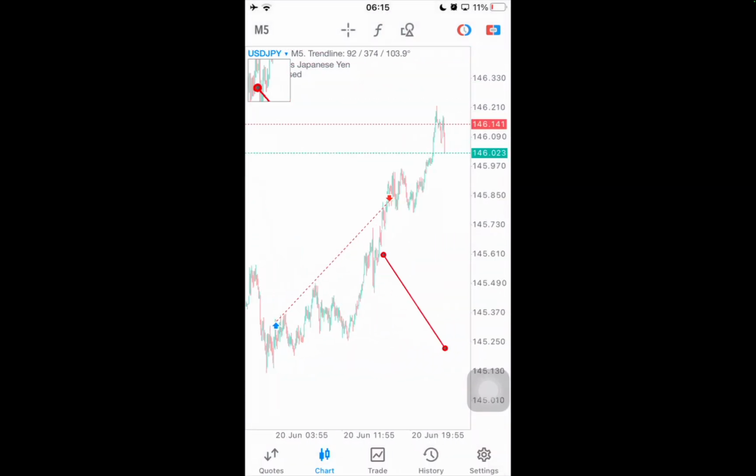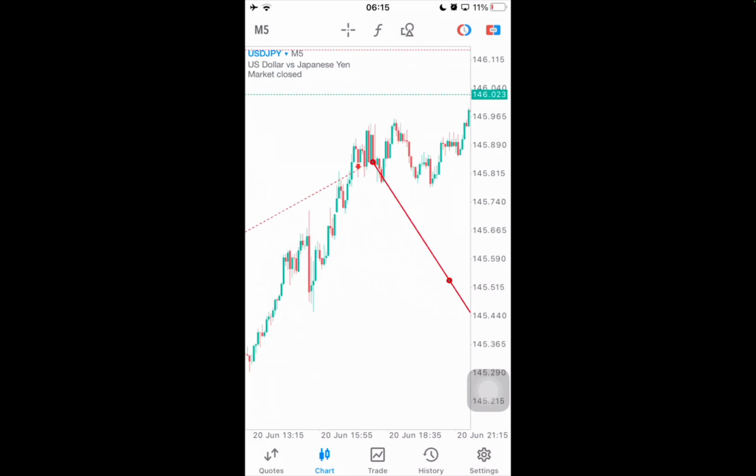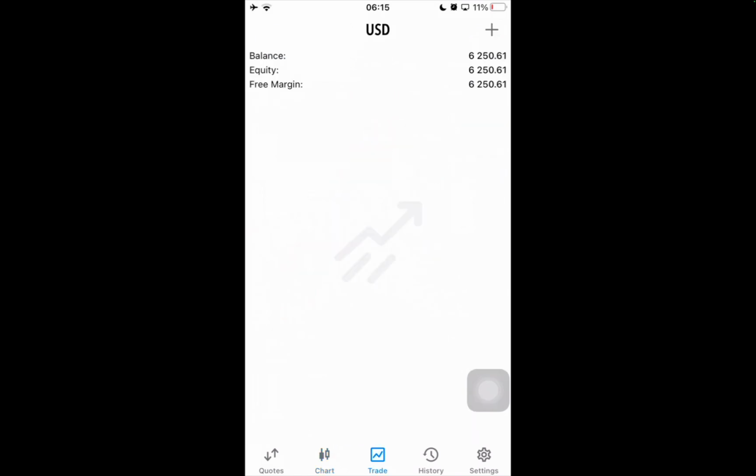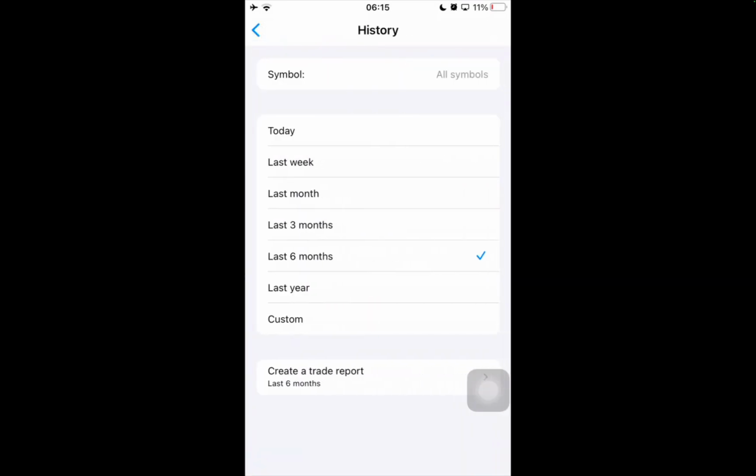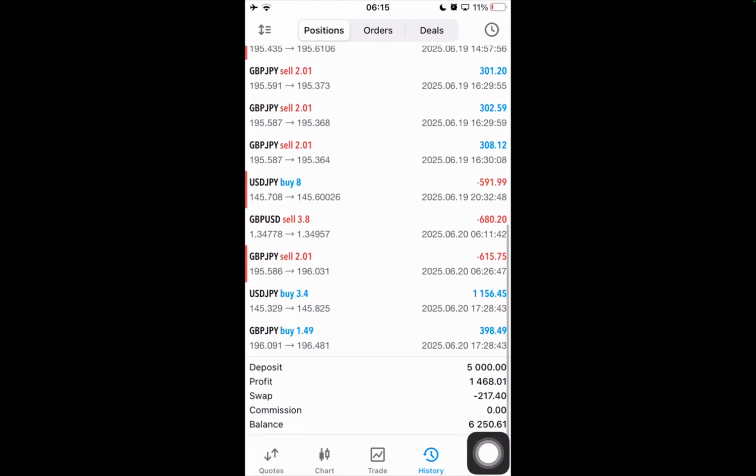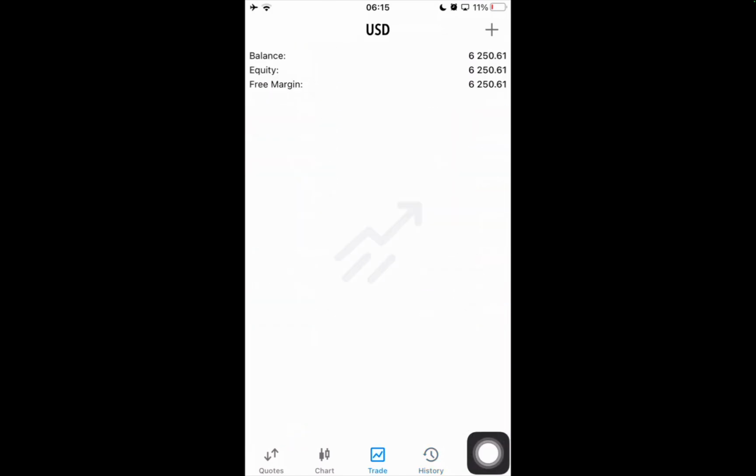Exited here. Anyway, it's Saturday and the market is closed already. This is the balance from 5K. The balance is now 6,250. That's 8,250 profit.